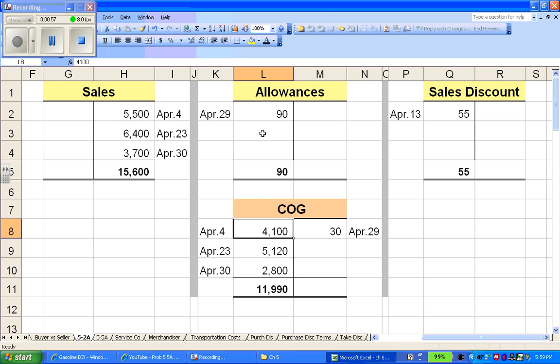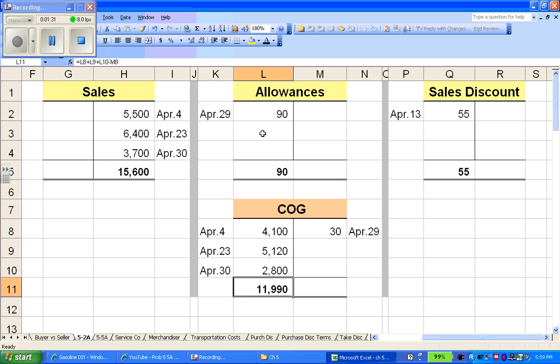On April 29th, we had that return, right? We gave this sale return of $90. The cost of that return was $30. So here I'm going to reduce my cost of goods sold by that $30. So the net between these, here's my debits, and I'll subtract out this credit of $30, and I get a total debit balance for my cost of goods of 11,990. So now I can prepare my income statement through the gross profit for the month of April 2008.